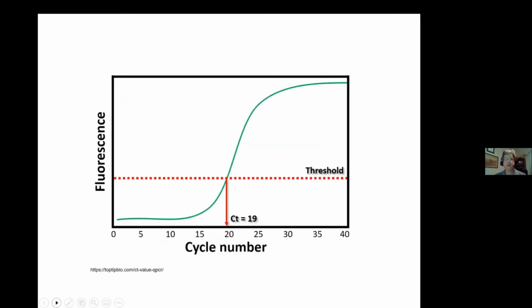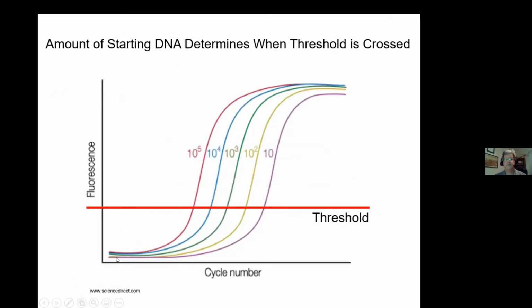So that's what this graph's supposed to show. So if you have a few copies, like just 10 copies of your DNA, then it will take you a long time to get up to threshold. If you have 10,000 copies of your DNA, then you cross the threshold a lot sooner. So in this case, your CT number might be 35, and here your CT number might be 25. Right. So when you're talking about this kind of PCR, the CT number tells you whether there's more or less DNA there.